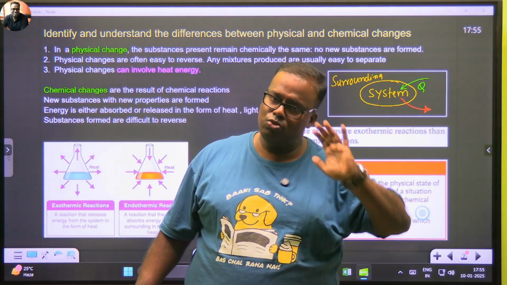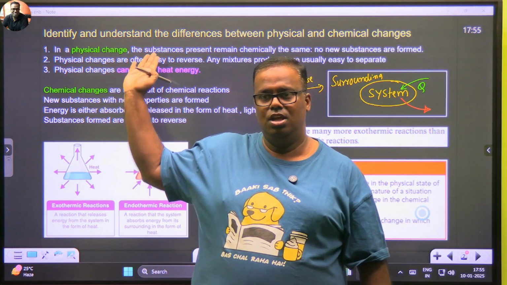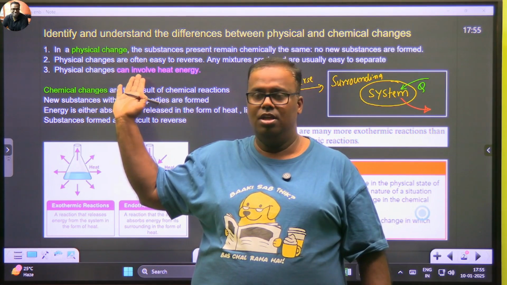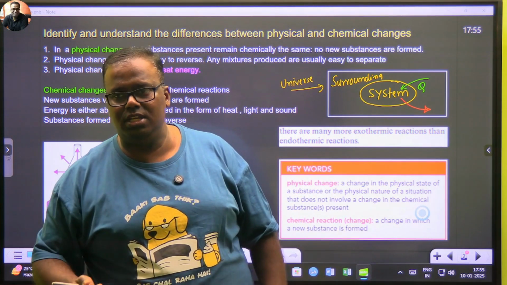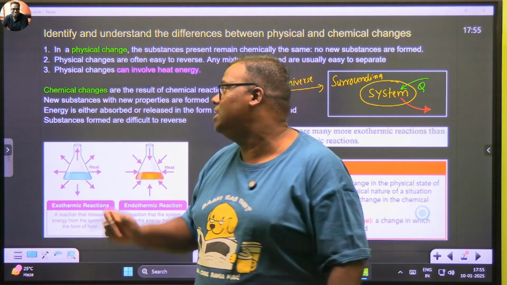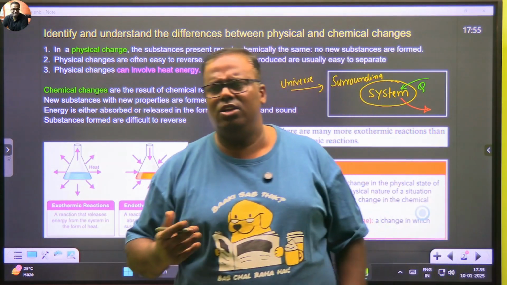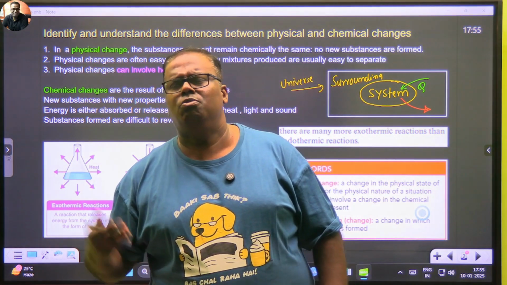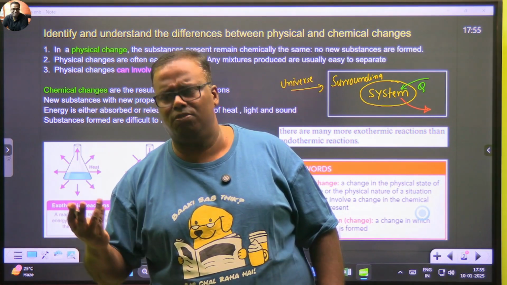Endothermic reactions do happen. Children, we need to understand it in two concepts. First is changes. Physical change, chemical change. So in a physical change, if somebody tells you, tell me an exothermic physical change. Tell me an endothermic physical change, very easy. Boiling, melting of ice. Endothermic physical change, melting of ice.